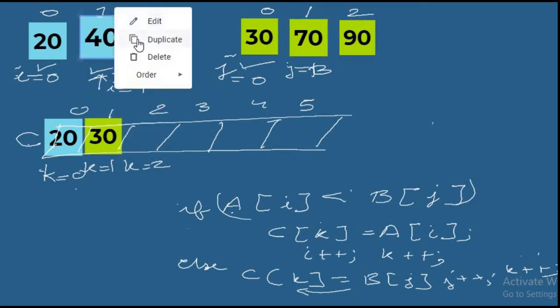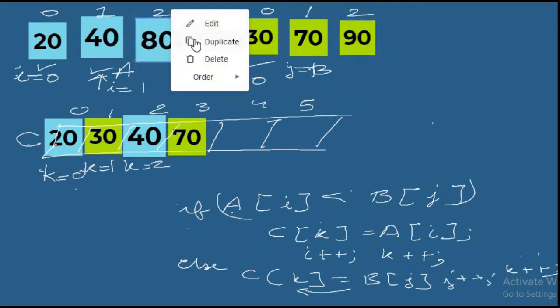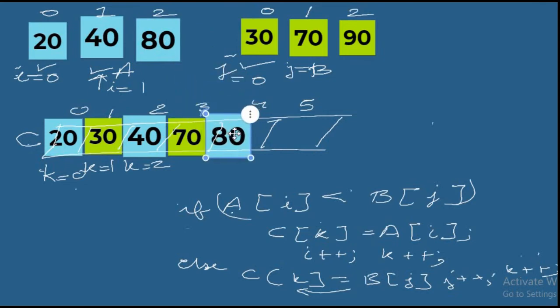Now I is pointing here, J is still at 70 and K is incremented, so K is pointing at this empty location. Now 80 will be compared with 70. Which is smaller? 70 is smaller, so 70 will go here. Again K will be incremented. K will become 4, and here I will not be incremented while J will be incremented. So we will compare 80 and 90. So 80 is smaller, so 80 will go like this.